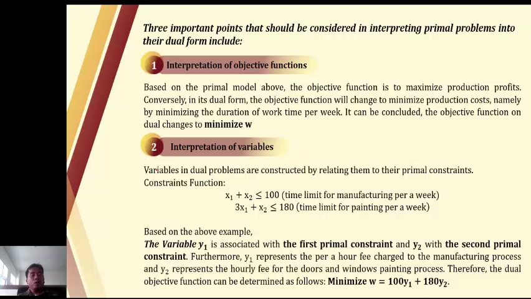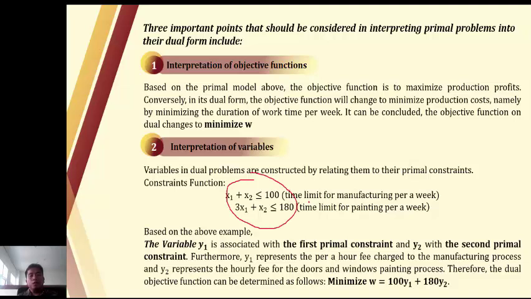The second one is interpretation of variables. Before we construct the dual model, we have to interpret the variables. Variables in the dual problem are constructed by relating them to the primal constraints. So it is the primal constraint.